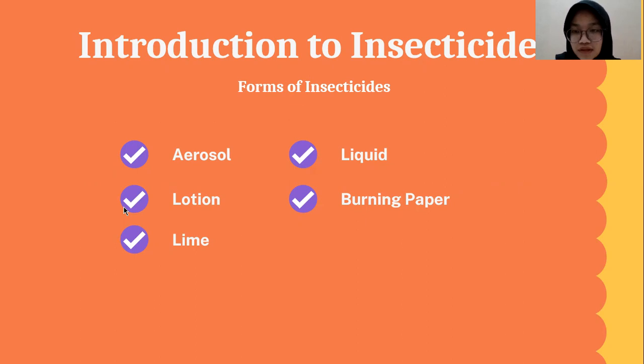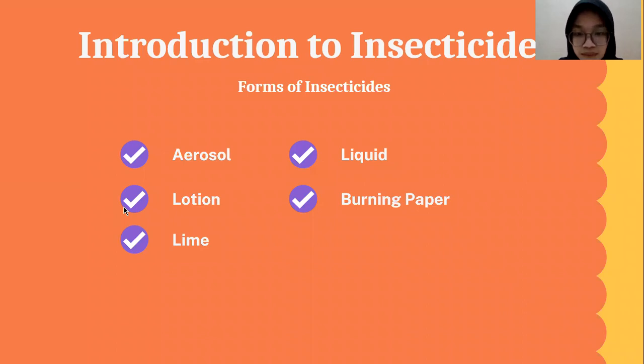Then there is a lotion which can protect a person's skin from insect bites in the long term. Next one is lime. The application of an insecticide in the form of lime is very easy, especially for crawling insects. However, lime can also be easily eroded when there is wind or water.